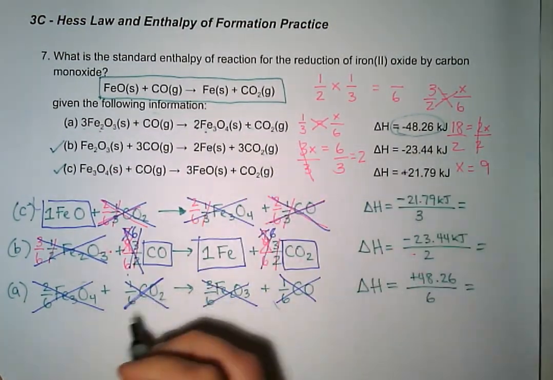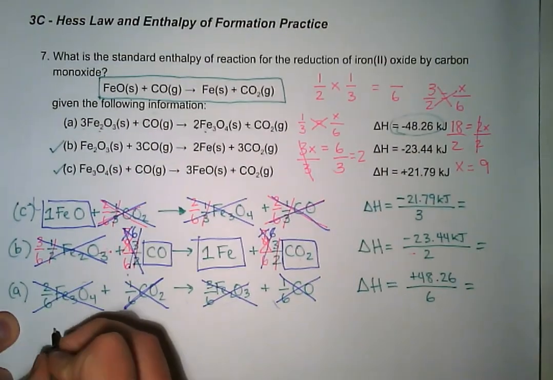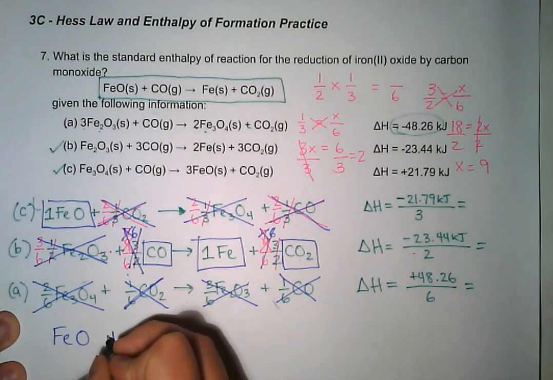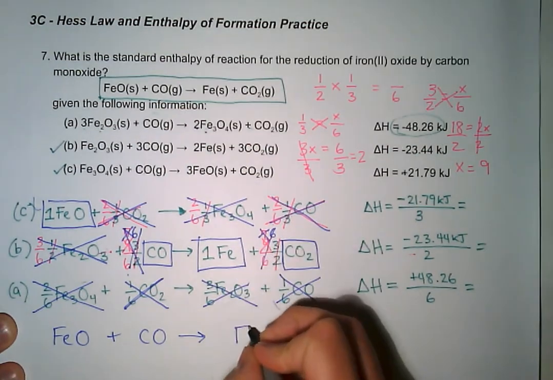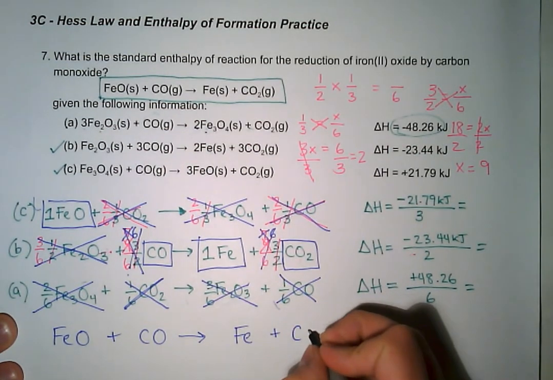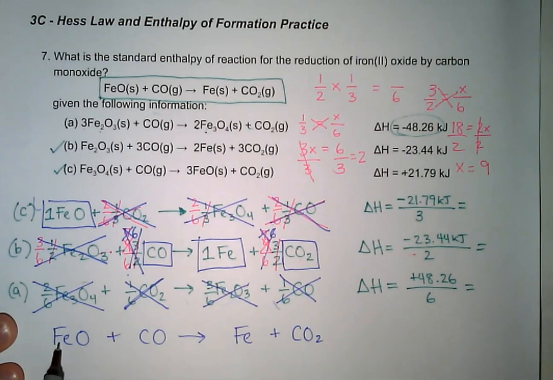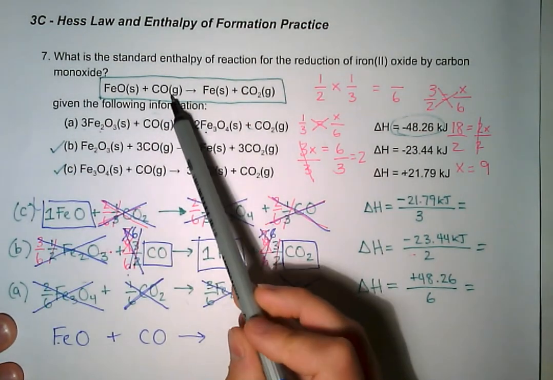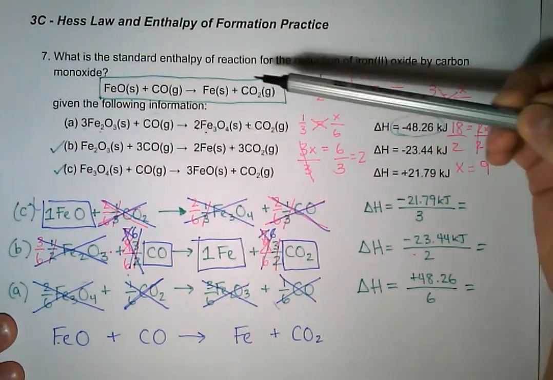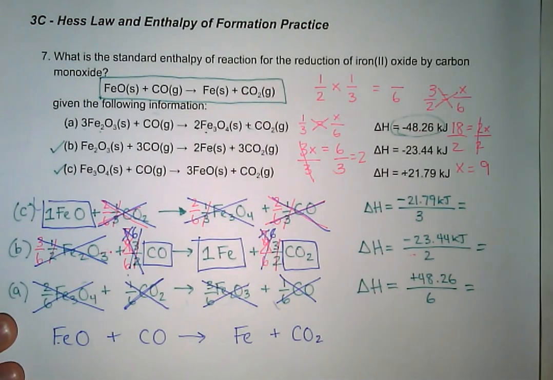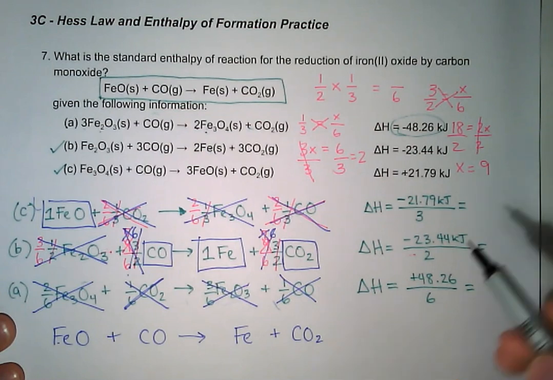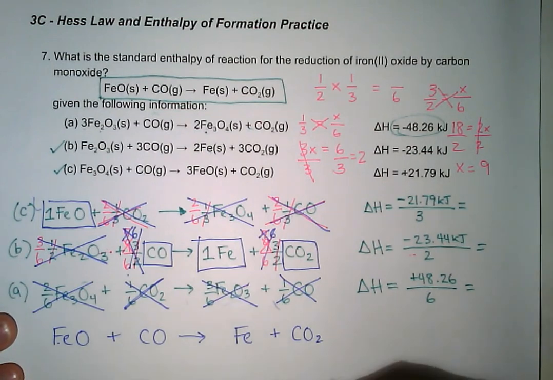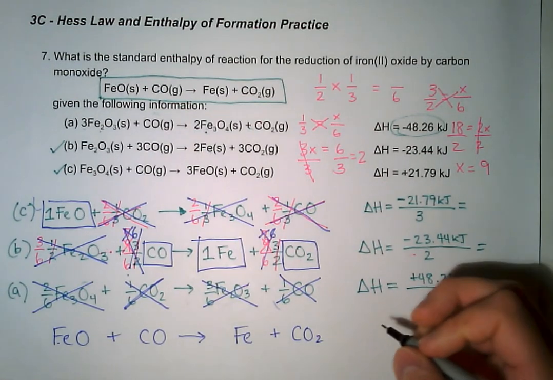Let's write out what we have left. On our reactant side, we have FeO plus CO. And on our product side, we have Fe plus CO2. So let's double check. FeO, FeO, CO, CO, Fe, Fe, CO2, CO2. So it worked out perfectly. This was a whole lot of fractions and a whole lot of mess, but it did work out nicely in the end. And Hess's law problems are often like this.